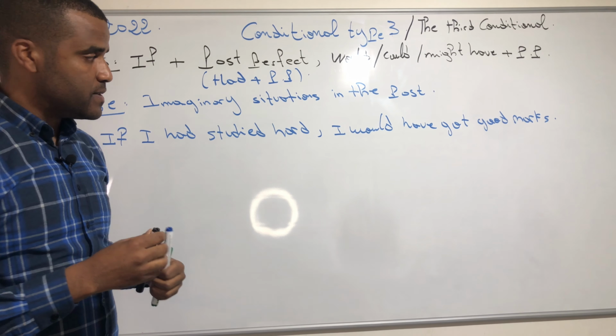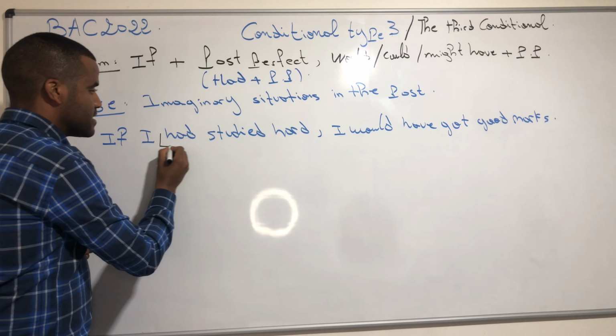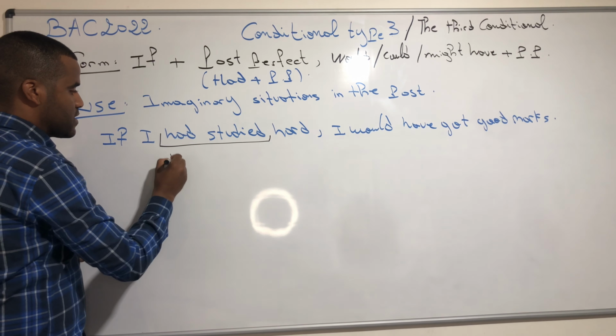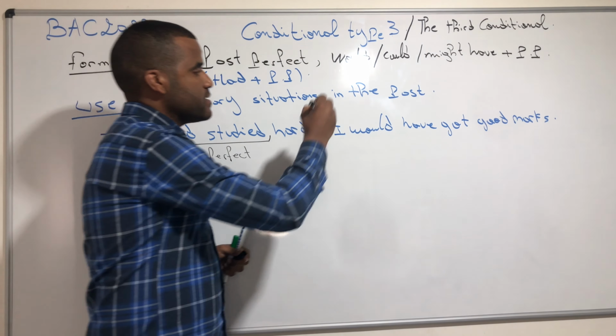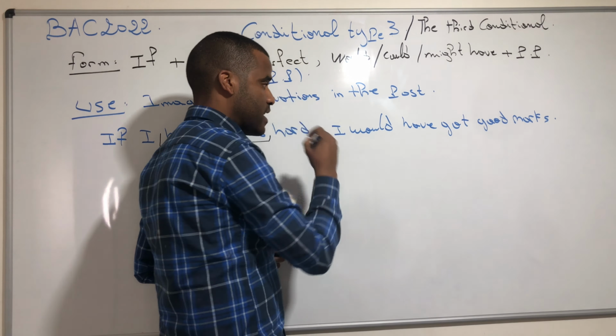If I had studied hard, so had studied is the past perfect: had plus the past participle of the verb. And this is the main clause, or the result clause. So we have would have got: would, have, plus the past participle of the verb.